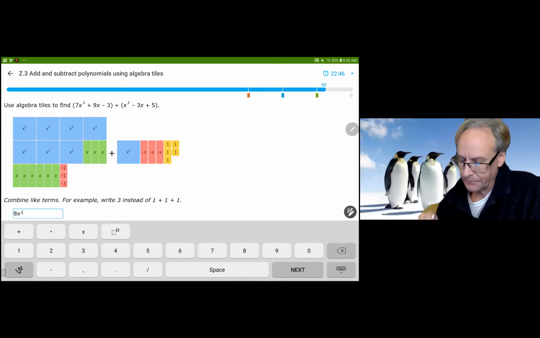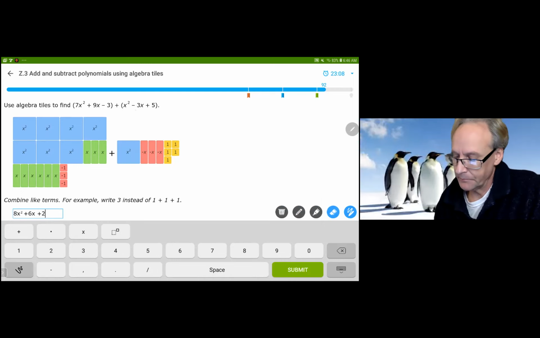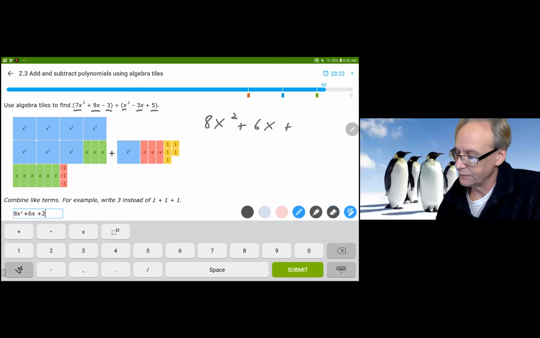8x squared. We've got 9 x's, but we're taking away 3 of them. So we have plus 6x. And we've got 3 negatives and 5 positives, which is plus 2. I am going to check it by adding it on the top just to make sure. We've got 8x squared right there. I've got a negative 3x plus 9x, which is plus 6x. We got a negative 3 plus 5, which is plus 2. So it looks good.